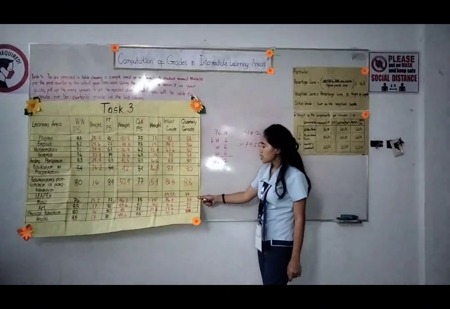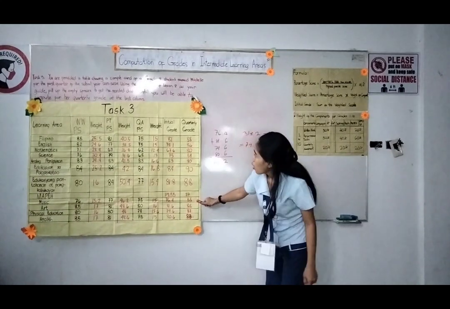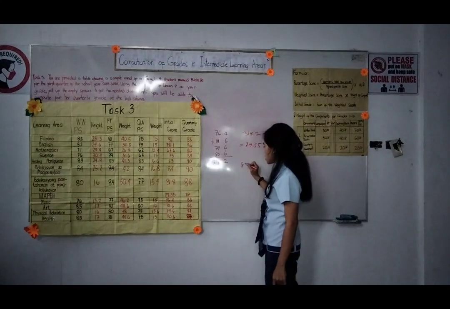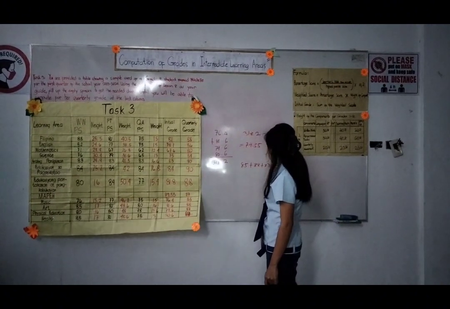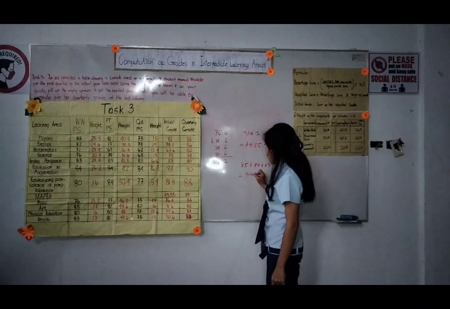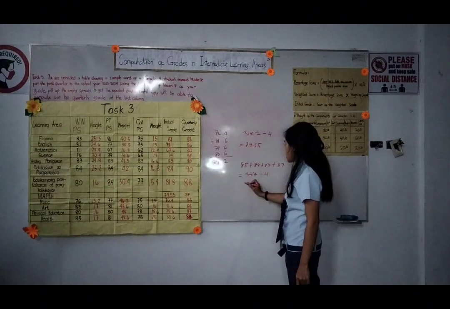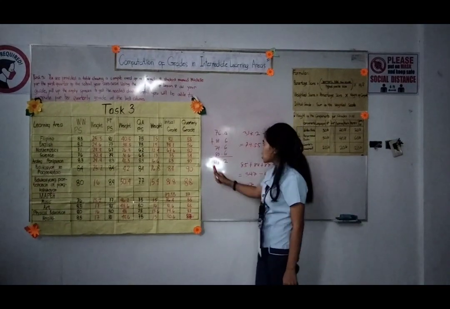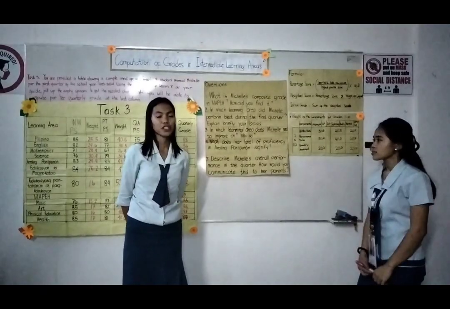Same with the quarterly grade. To get the quarterly grade, we have to add all the quarterly grades in music to health. It is 85 plus 88 plus 87 plus 87 is equal to 347. And 347 is divided by 4, equal to 87. So the quarterly grade in MAPEH is 87. So these are the following questions in class 3.